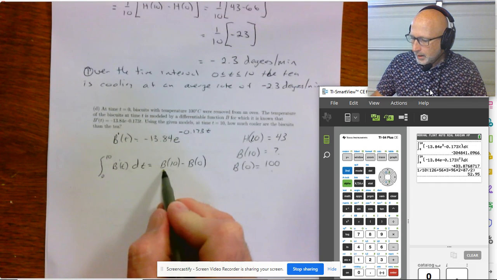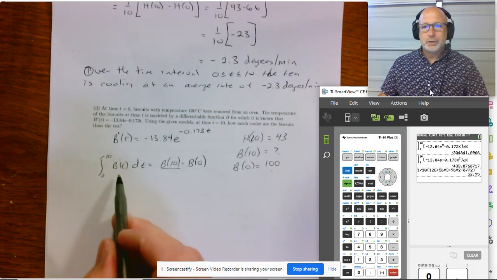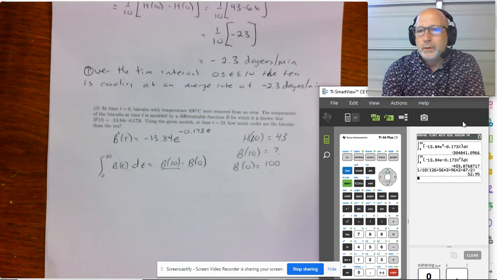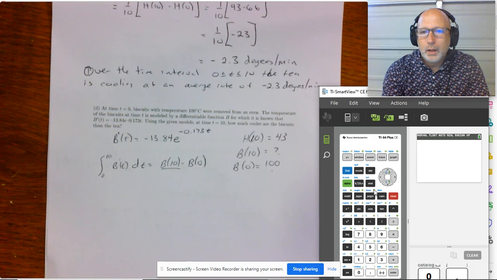Now, all this stuff I have enough to evaluate. I know what this is, I'm trying to find that. And then this I can just use my graphing calculator for. So I'll go ahead and do that. So I'm going to go math 9, and I'm going to integrate from 0 to 10.